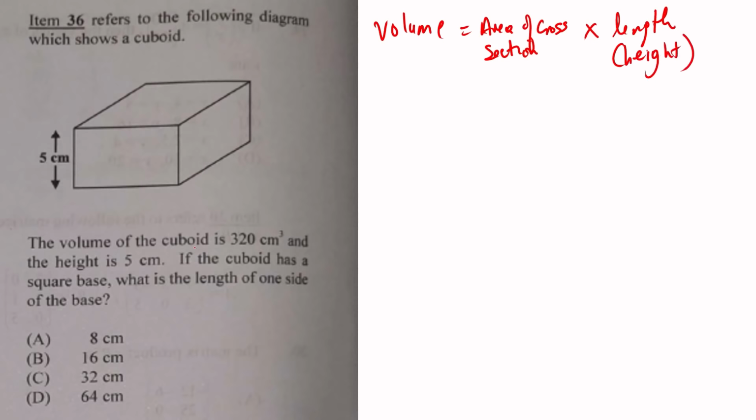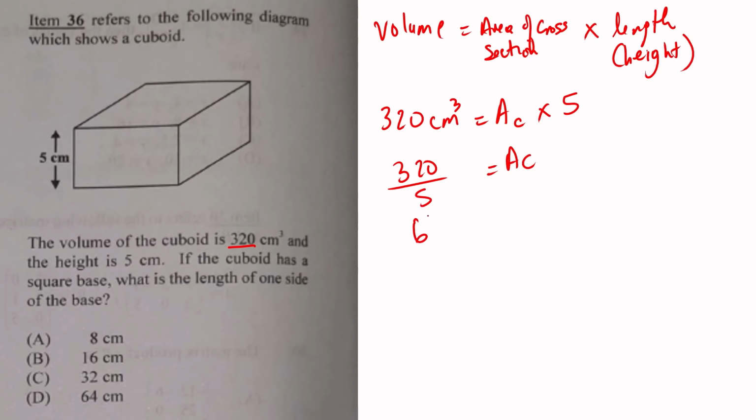Now, the volume is 320 cm³. It didn't give you the area of the cross section, so we can leave it as it is, and it gave us the height. So the height is 5. We can find the area of the cross section by dividing both sides by 5. So 320 divided by 5 gives us 64, is equal to the area of the cross section.